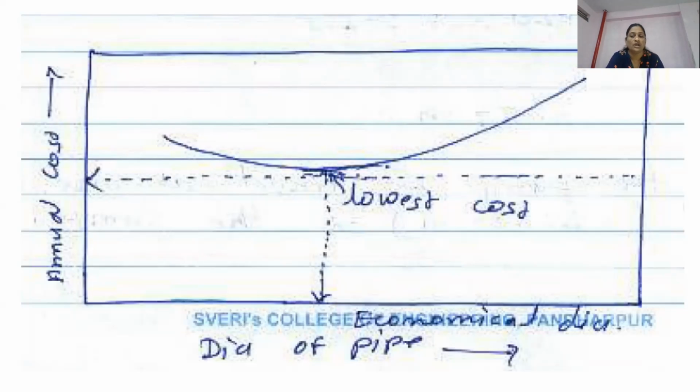So here also, economical diameter of pumping main means we are going for the optimization of that particular pipe.